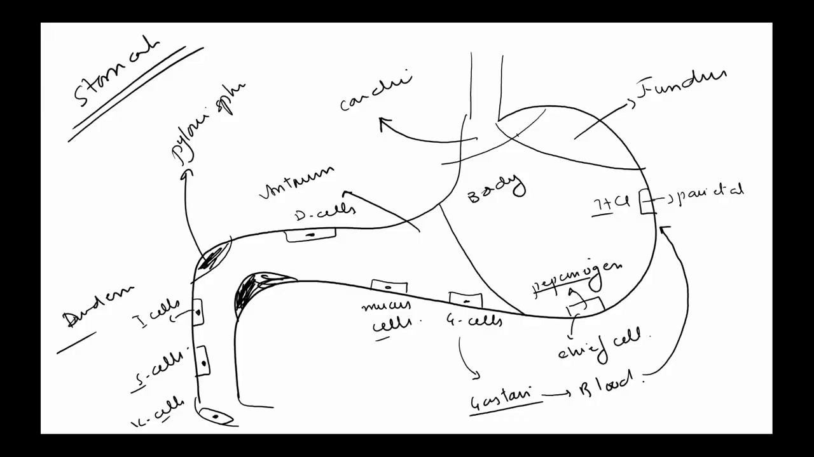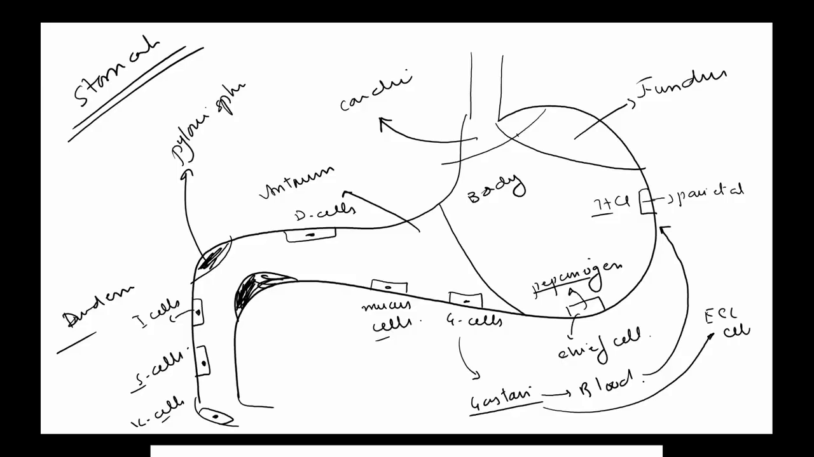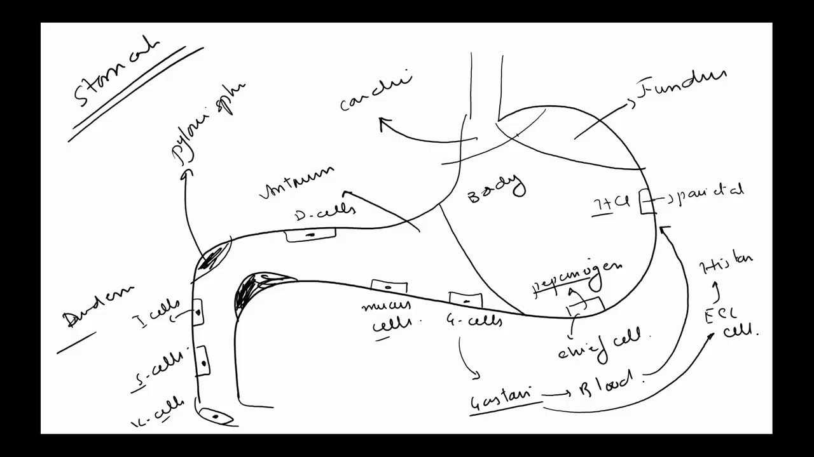The G cells, the gastrin, can also stimulate enterochromaffin-like cells, which will secrete histamine, and histamine can also stimulate acid production. Parietal cells are also responsible for the formation of intrinsic factor. An intrinsic factor is responsible for B12 absorption in the ileum.